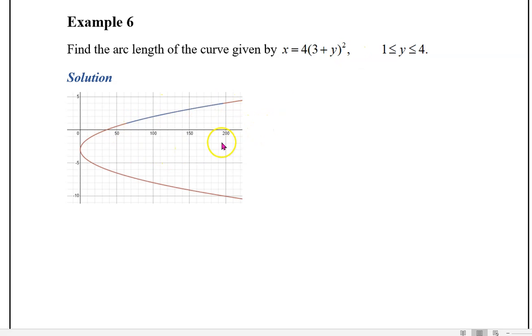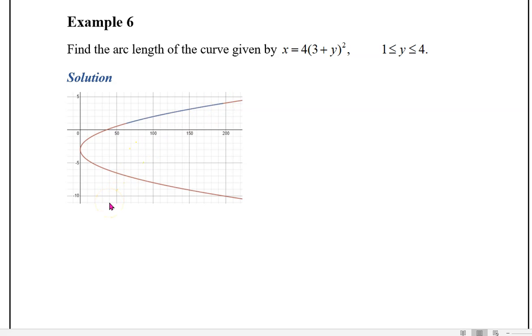Notice the scale here is huge. This is going out on the x-axis out to about 200, but the y scale is very small, only between -10 and 5. We want to find the arc length for the curve between y equal 1 and y equal 4, which is the blue shaded region you see here.